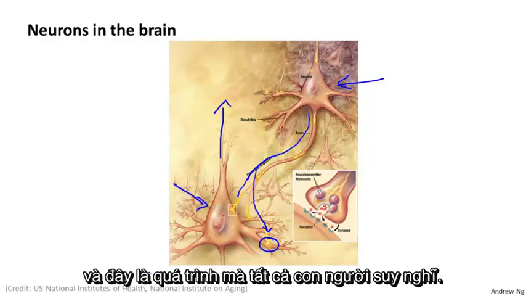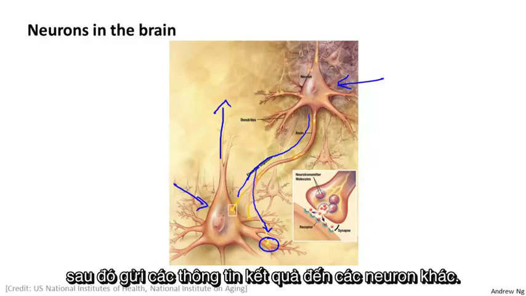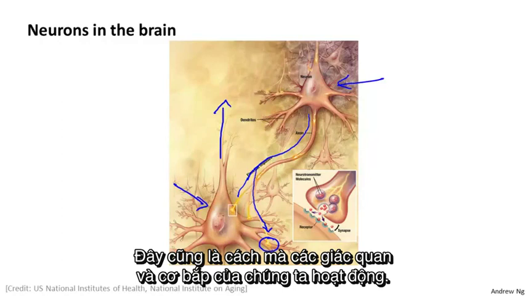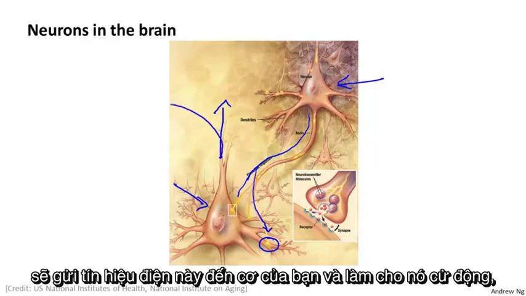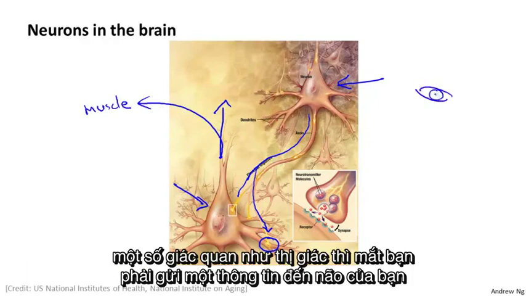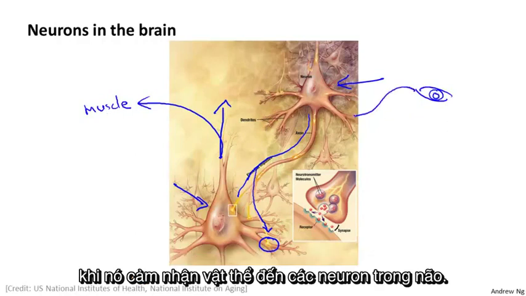And this is the process by which all human thought happens, is these neurons doing computations and passing messages to other neurons as a result of what other inputs they got. And by the way, this is how our sensors and our muscles work as well. If you want to move one of your muscles, the neuron may send these pulses of electricity to your muscle, and that causes your muscles to contract. And if some sensor like your eye wants to send a message to your brain, it sends these pulses of electricity to a neuron in your brain, like so.